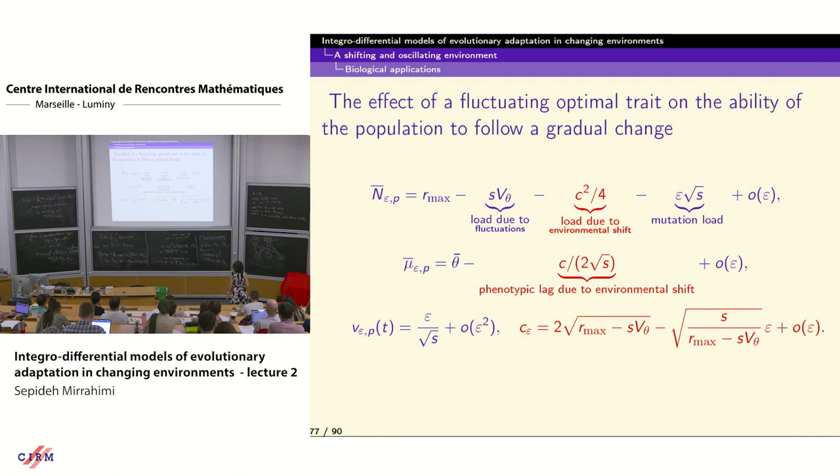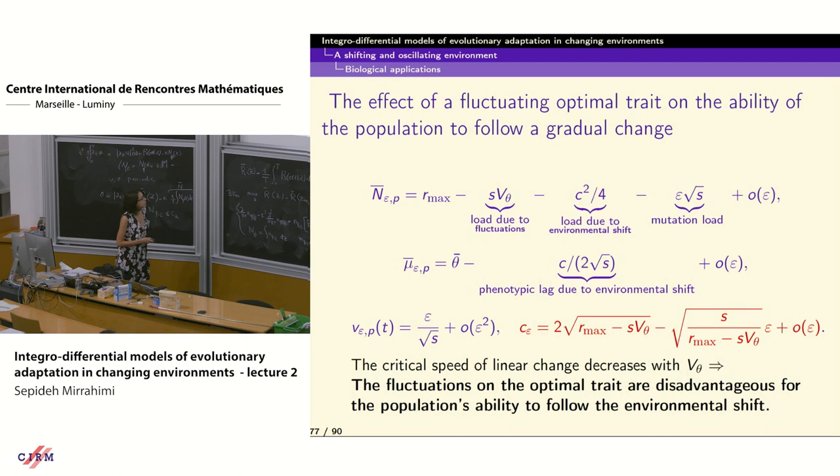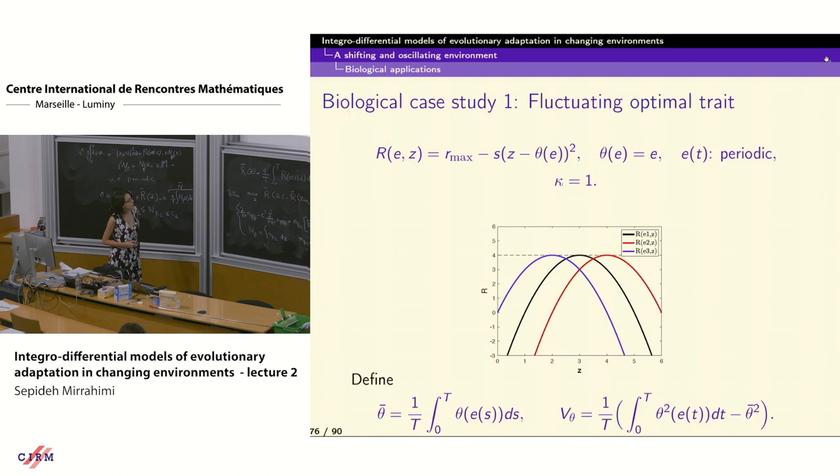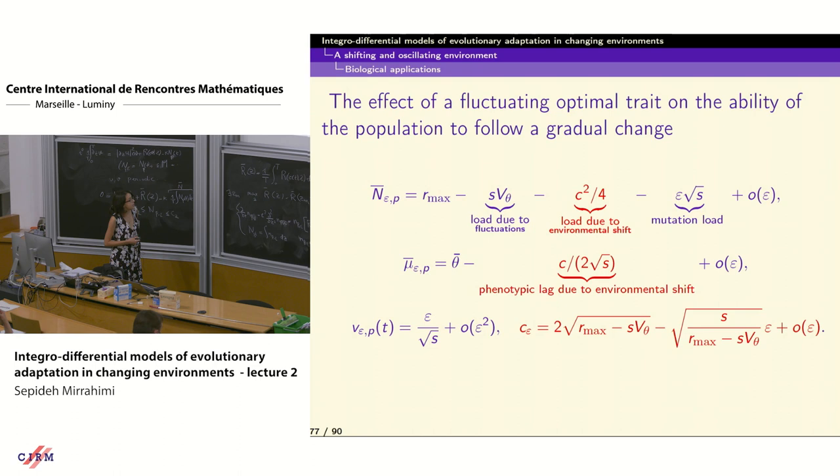The blue terms correspond to what we had only with fluctuations. And when we add a shift in the environment, we have some additional terms because of this shift, in the population size and the lag in the mean phenotype. So what I would like to comment on is this speed of the environment change. We see that this critical speed decreases with V theta. V theta was the variance of the optimal trait, the variance in the fluctuations of the optimal trait. And this critical speed is a decreasing function of that.